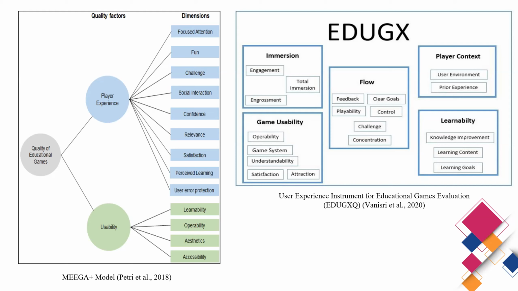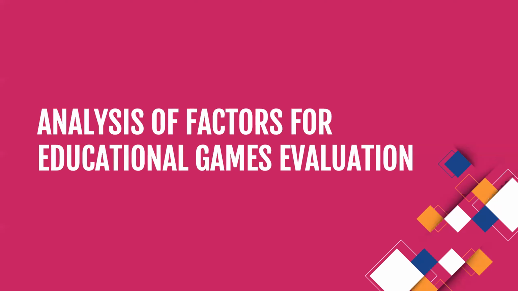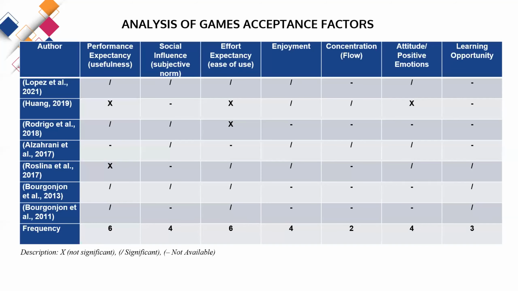The other one on the right side is the EduGX by Vanisri et al. 2020, whereby she proposed 5 major components for evaluation of educational games, online educational games, and she named that the EduGX model. It consists of 5 components, as can be seen here: immersion, game usability, flow, player context, and learnability, whereby each of them has several sub-components. You can refer to the paper for the detail of each component. Okay, this is for the analysis. Several studies from game acceptance factors here.